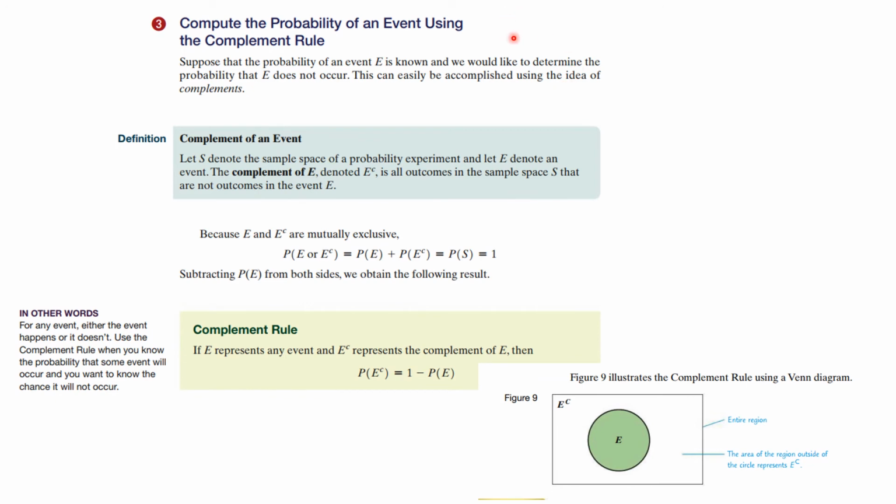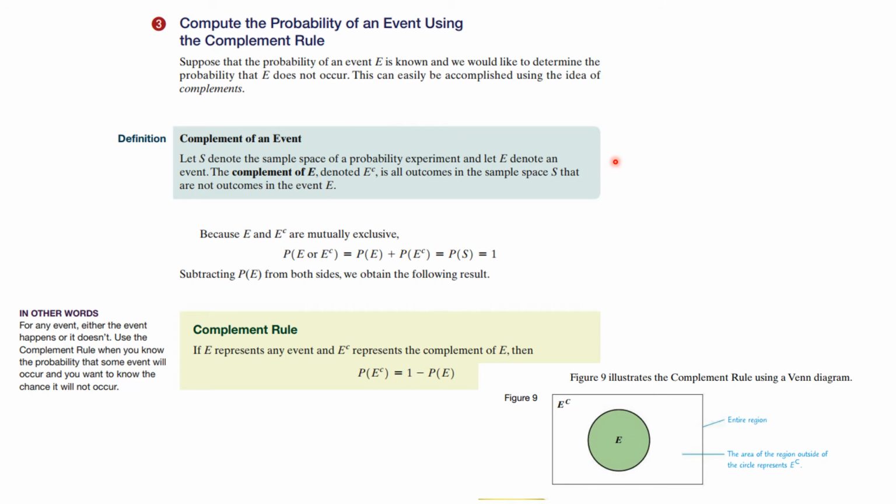We now turn our attention to computing the probability of an event using the complement rule. Sometimes it is easier to calculate the probability of an event by considering the complement. Let's begin by talking about what it means to talk about the complement of event E. The complement of an event is defined this way.